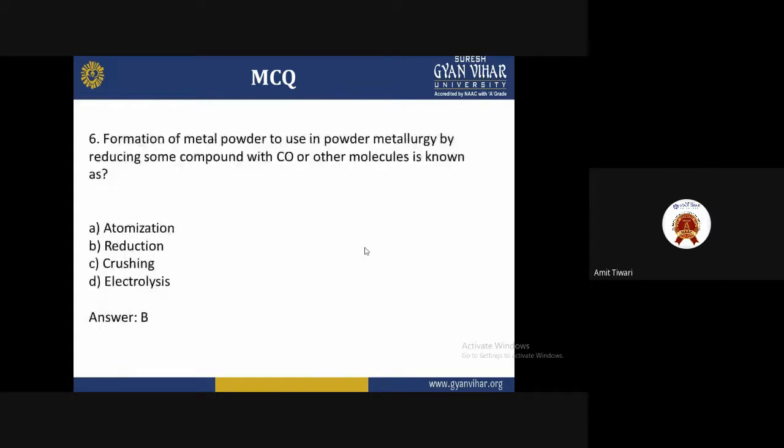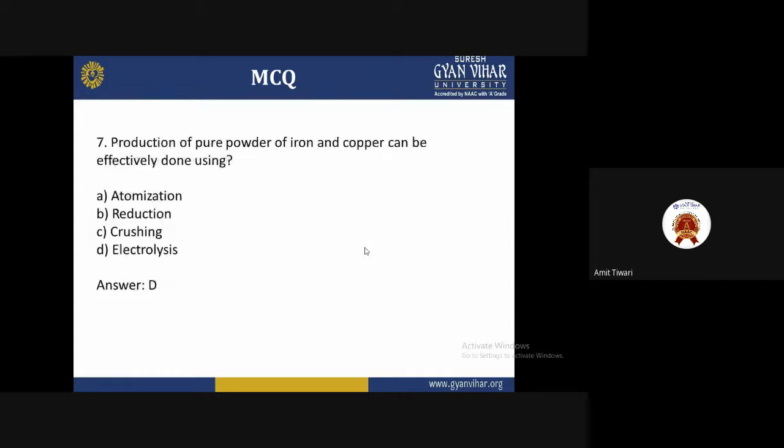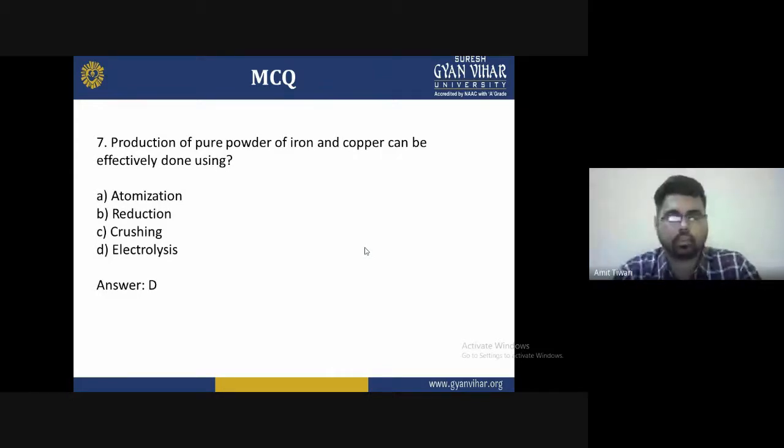The next question, that is the formation of metal powder to use in powder metallurgy by producing compact is known as atomization, reduction, crushing, electrolysis. The answer is B, reduction. Seventh question, the production of pure powder of iron and copper can be effectively done using atomization, reduction, crushing and electrolysis. Electrolysis is the answer for this.